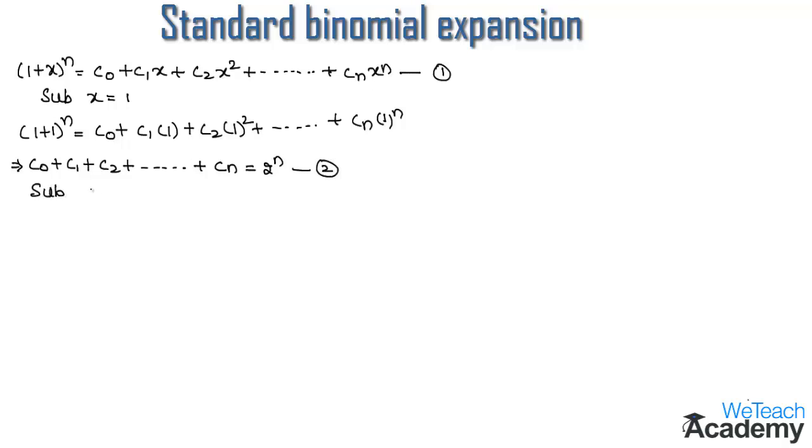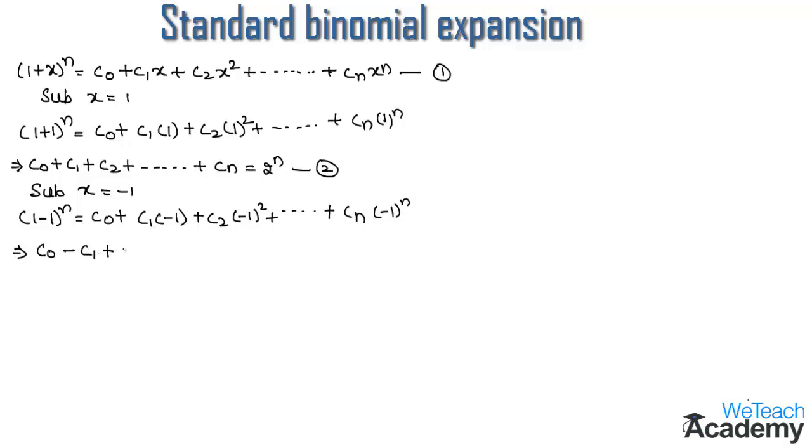And now let us substitute x is equal to minus 1 in equation 1. So on substituting we get here (1 − 1)^n is equal to c0 + c1 into (−1) + c2 into (−1)² + so on + cn into (−1)^n. That implies we get here c0 + c1 into −1 would come as −c1 + c2 + so on + (−1)^n into cn is equal to (1 − 1)^n, which would come as 0^n, which is nothing but 0. Now let us consider this as equation 3.